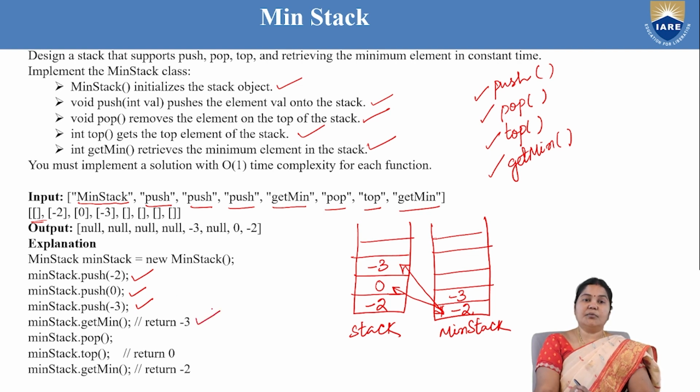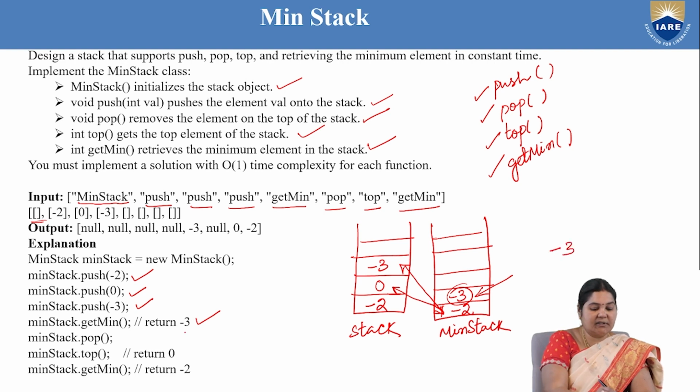Now, after 3 times push operation is over, the next operation is to get min. Whenever I want to retrieve the minimum element, I need not touch my regular stack. I'll retrieve the minimum element from the mean stack. Okay. So, from the mean stack, -3 is retrieved. So, minimum element is -3. You can see that written. Okay. Next operation is pop. Whenever you do a pop operation, the topmost element will be removed. So, here -3 will be removed from the top of the stack.